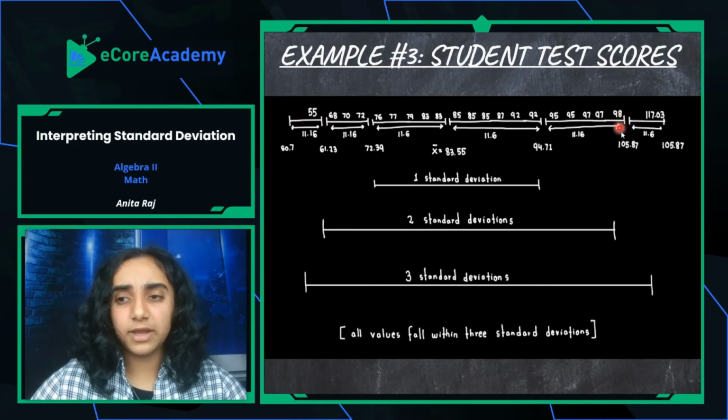Just keep in mind that we actually don't need to add a third standard deviation to this side, but since we are subtracting from the left side, it's almost like an equation. What you do to the left side, you have to do to the right side. So I had to add another 11.16 and get a third standard deviation up here of 117.03.